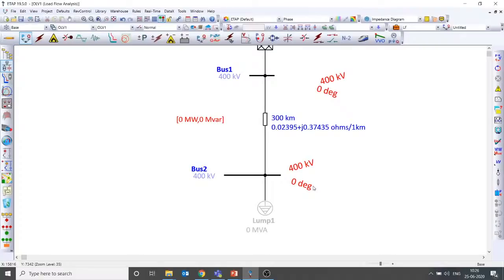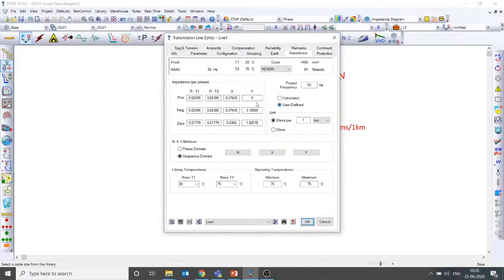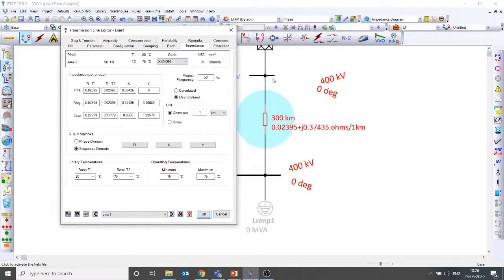This Ferranti effect happens because of shunt capacitance present in the system. What I have done, I have just made the shunt capacitance 0. As soon as I have made the shunt capacitance 0, you can see there is no real power loss, there is no reactive power loss. The sending end voltage is equal to receiving end voltage because there is no current in the transmission line, right? So let me come back to this.